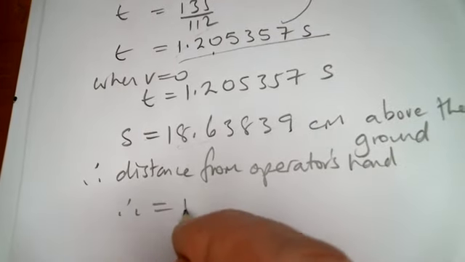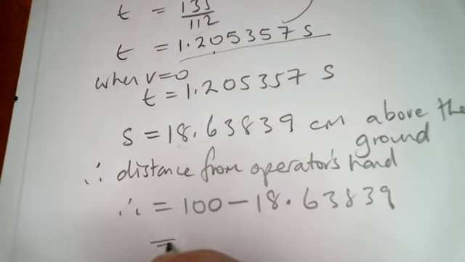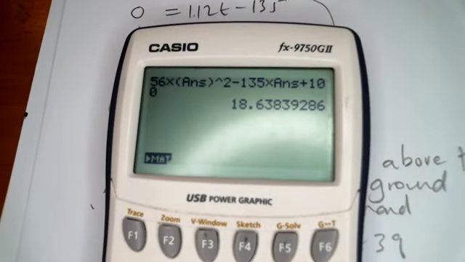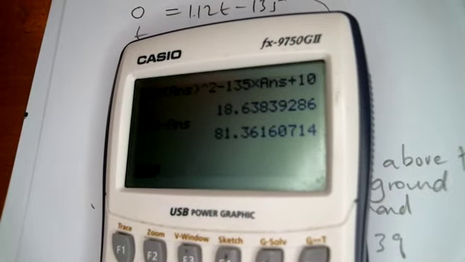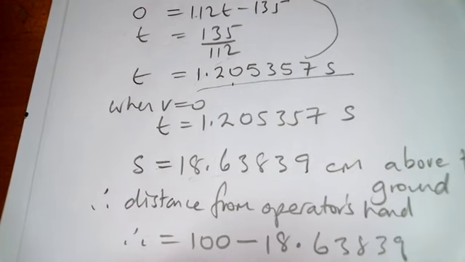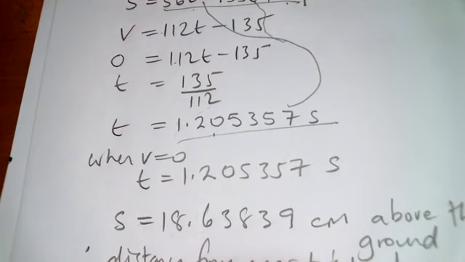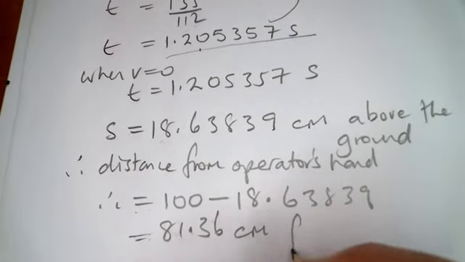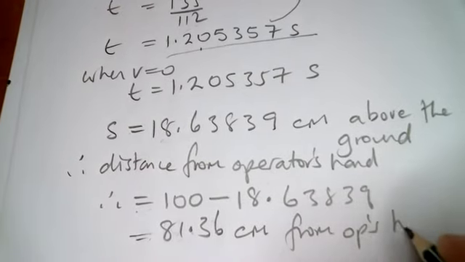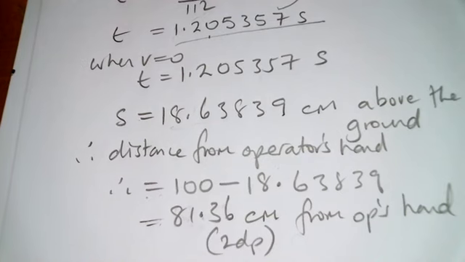therefore equals 100 minus 18.63839. So let's see what that is. 100 minus the answer, and it's going to be positive, which is 81.36, and that's centimetres from the operator's hand, to 2dp. So that's how we calculate that.